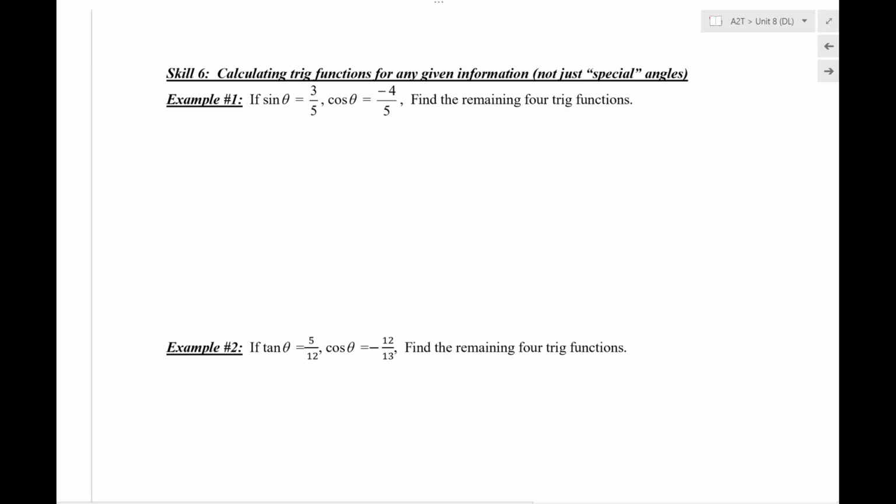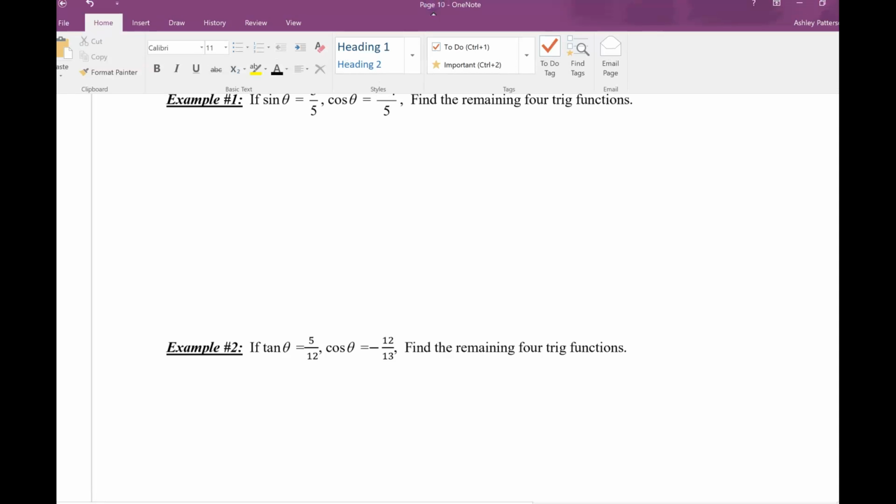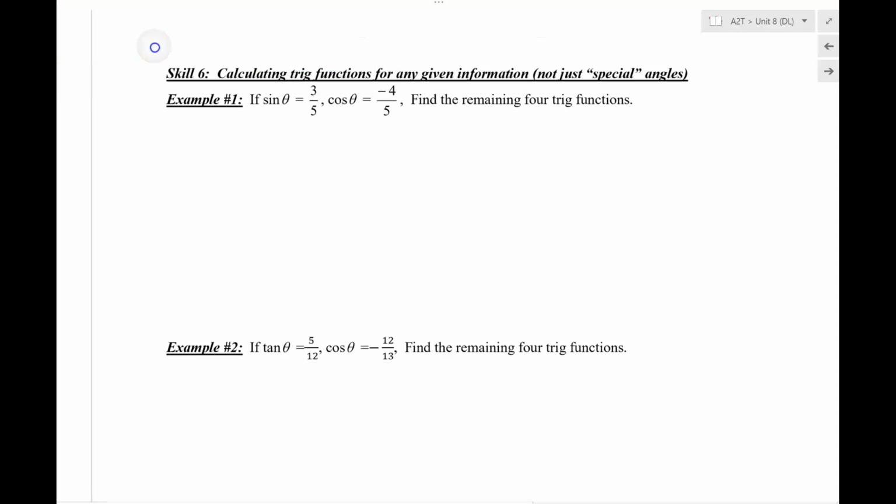For example number 1, it gives us 2 pieces of information. It gives us the sine, and we can see right away that the sine is positive. And then we're given cosine, which is negative. If we think about a Cartesian coordinate plane, in the first quadrant, all the trig functions are positive. Second quadrant, sine and its reciprocal. Third quadrant, tangent and its reciprocal. And then fourth quadrant is cosine and its reciprocal.